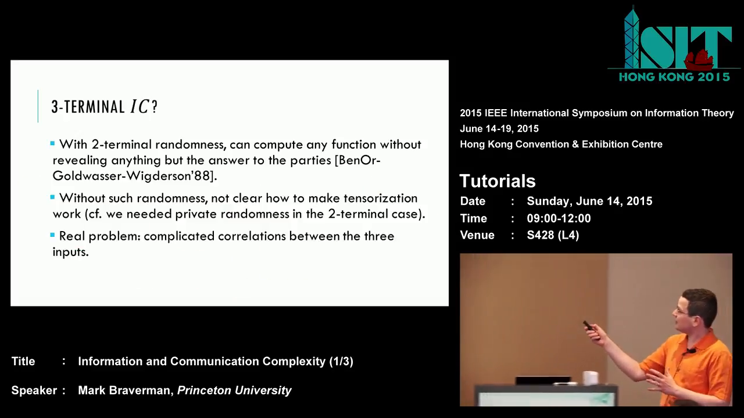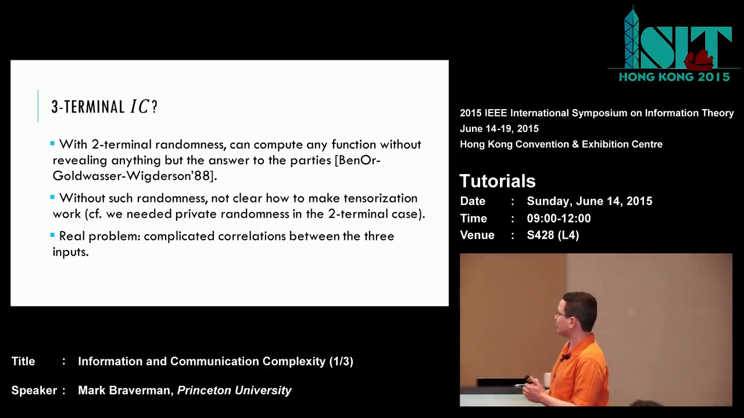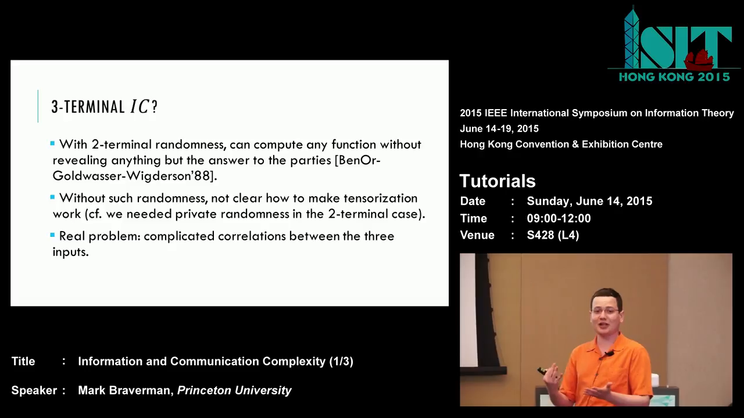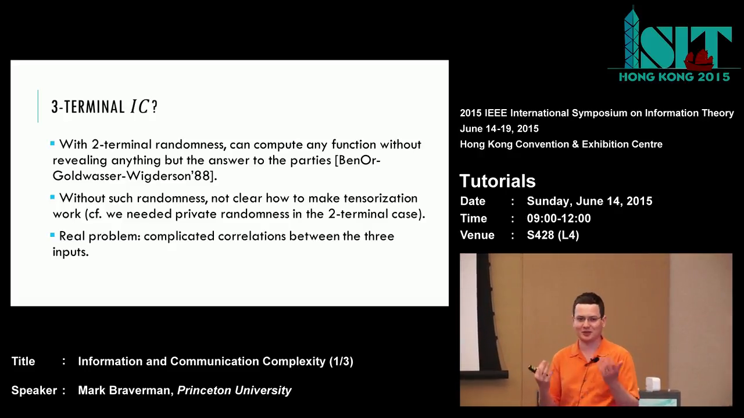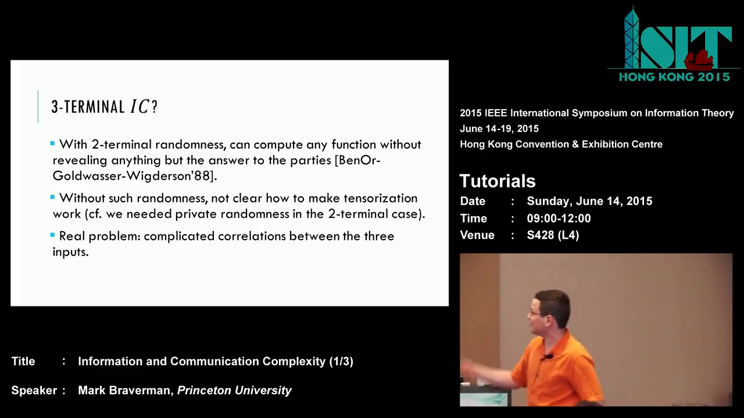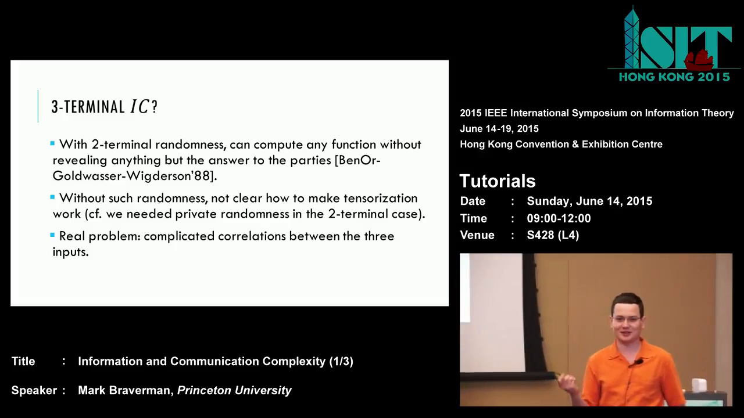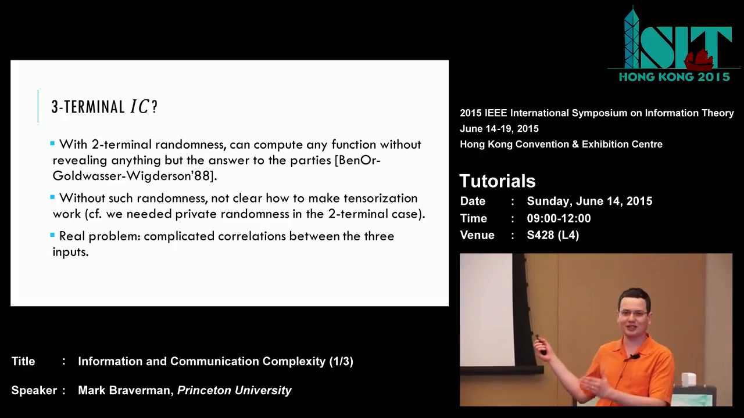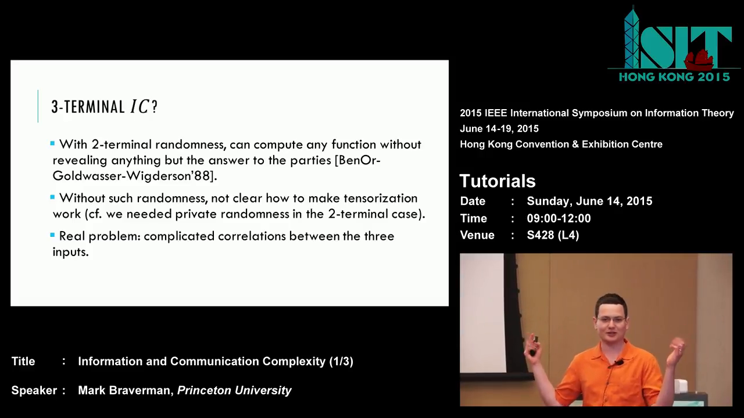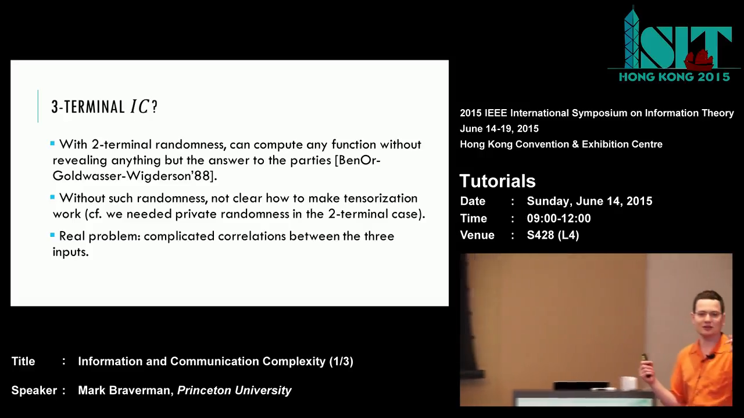And using secure multi-party computation, you can show that in that case, you can compute any function without learning anything except for the answer. It's an unfortunate fact, or a fortunate fact, an exciting fact, about multi-party computation. So essentially, if you did allow that type of randomness, information complexity would be 0 for all functions. Question?